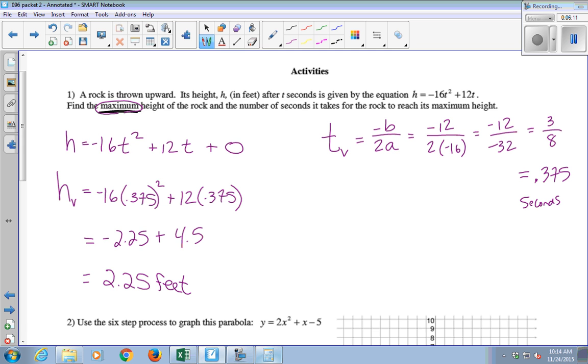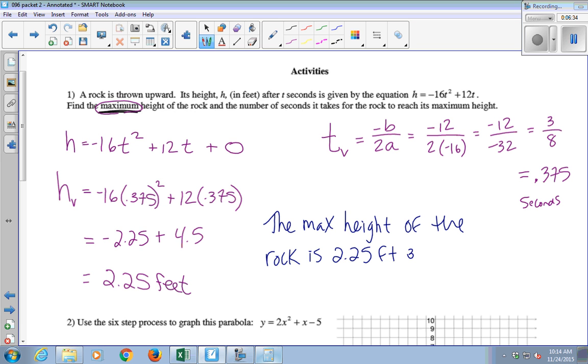Okay, so we now know what the maximum height is and how long it takes to get there. And we should probably write that all out in a sentence to be really clear. Okay. The max height of the rock is 2.25 feet. And it gets there after 0.375 seconds.